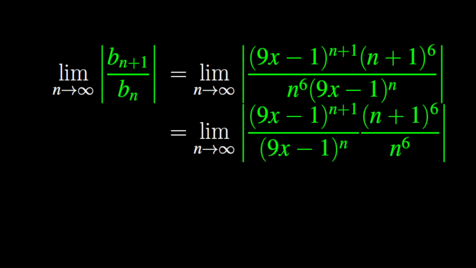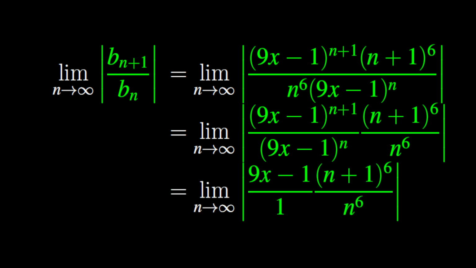The limit of the ratio can be reorganized as the limit as n goes to infinity of the absolute value of the fraction (9x minus 1) to the power n plus 1, over (9x minus 1) to the power n, times the fraction (n plus 1) to the power 6, over n to the power 6. This is the same as the limit as n goes to infinity of the absolute value of the fraction (9x minus 1) over 1, times the fraction (n plus 1) to the power 6, over n to the power 6.